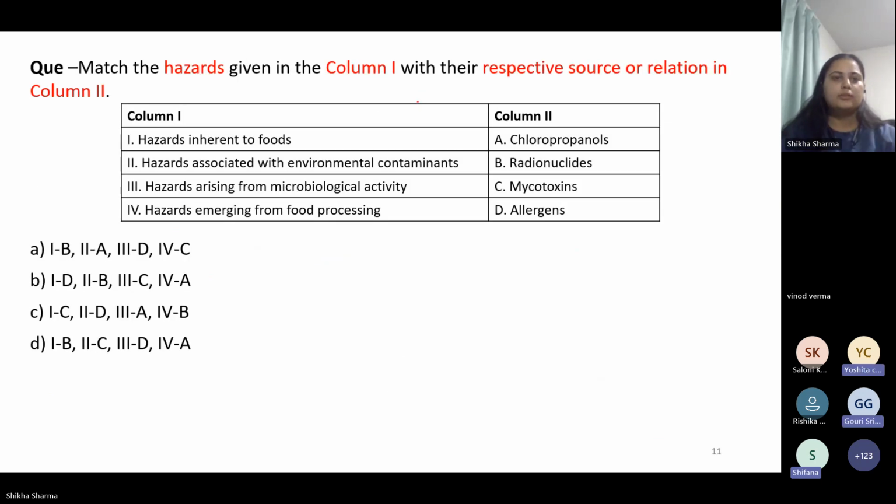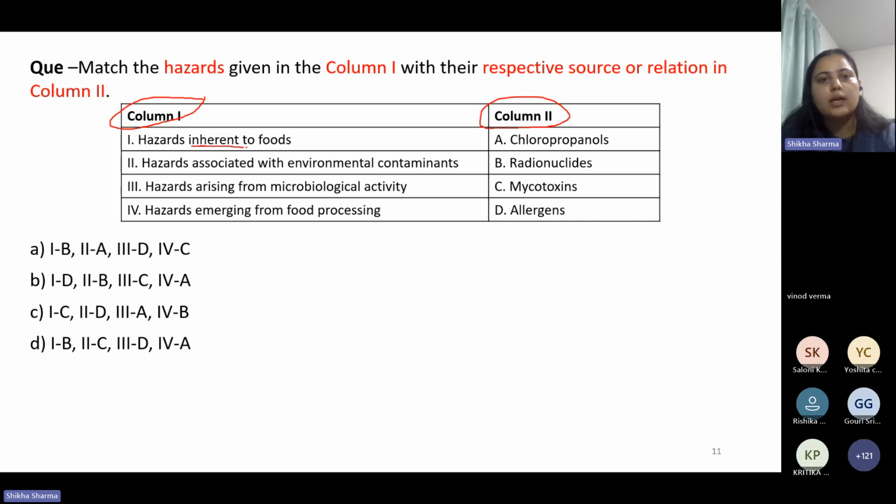So let's move to the next question. In column 1, we have the food safety hazards. In column 2, we have either their respective sources or any relation with them. The first hazard is inherent to food. Second is the hazard due to the environment. Third is due to microbial activity. Fourth is when we process the food, some hazardous substances develop. So these are our options. Please try to answer.